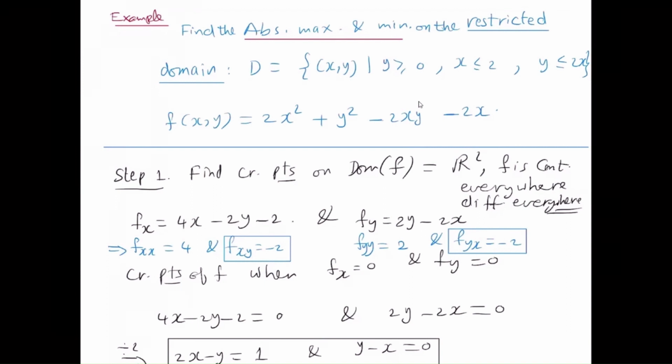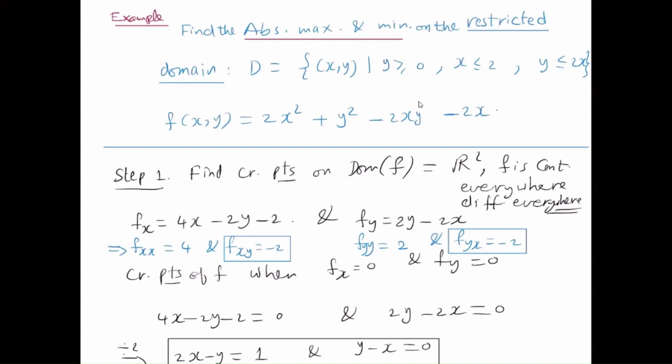y greater than or equal to 0 means what? We are concerned with the points above the x-axis or below the x-axis? Above, right. And x less than or equal to 2: to the right of x equals 2 or to the left of x equals 2? Left. Good. And the third, y equals 2x, is an oblique line, a slant line, not horizontal nor vertical. So we draw all of these 3 lines and determine the region.